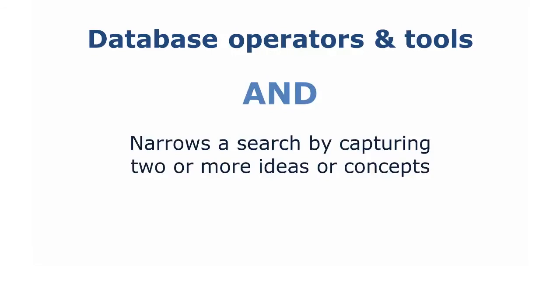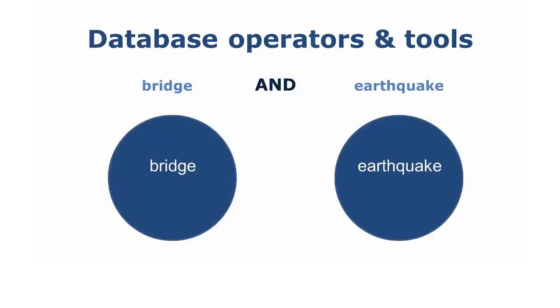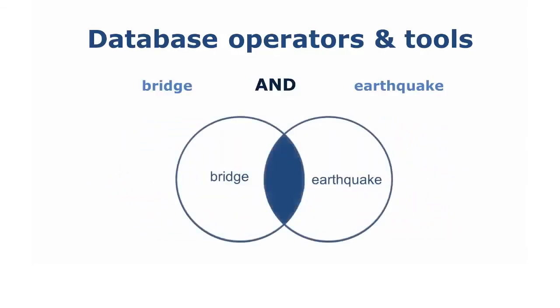The word "and" narrows a search by capturing two or more ideas or concepts. It means you're looking for results that have both or all of the concepts. For example, bridge and earthquake will find results that have both terms present.